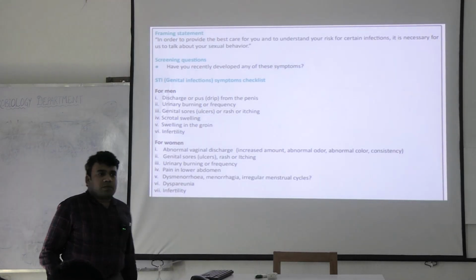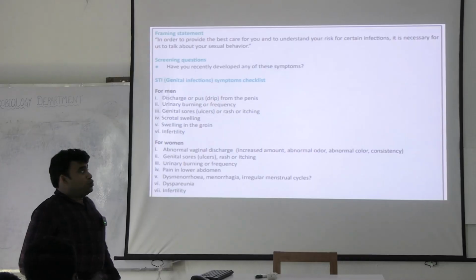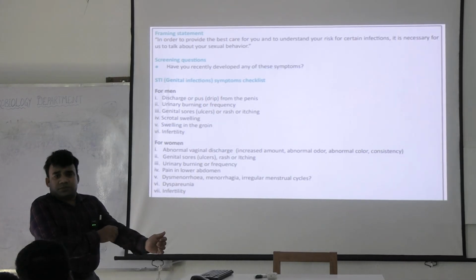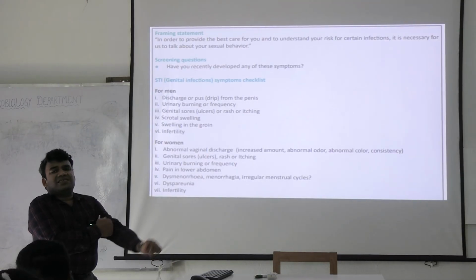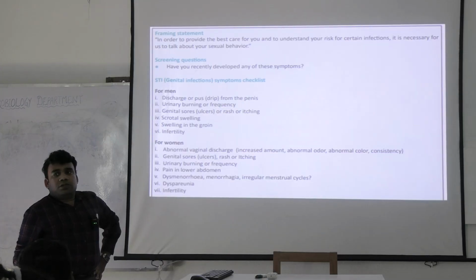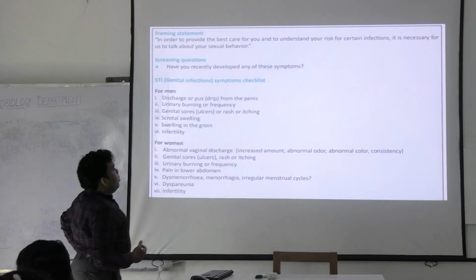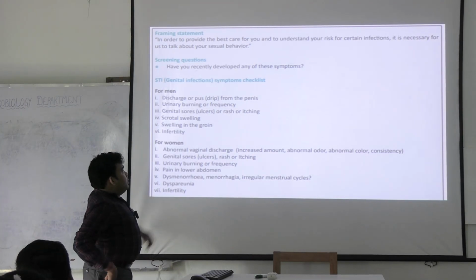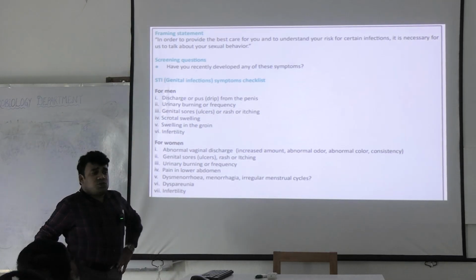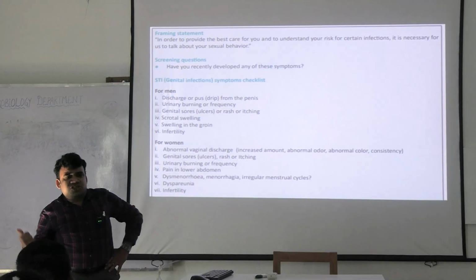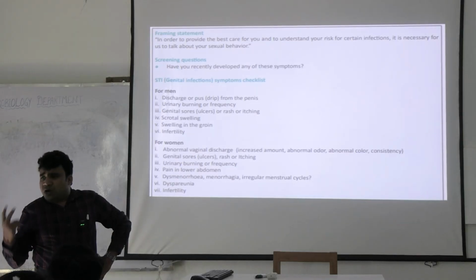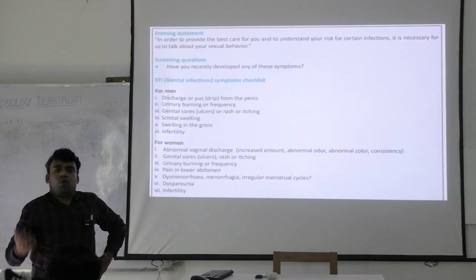Now, if the patient does come to you, what do you need to do? First, you need to ask about the symptoms. What are the presenting symptoms? I think we are already acquainted with history taking. So after taking the history, you have to inquire about these important symptoms: whether there is any discharge per urethra or not, whether there is a vaginal discharge or not, whether there is lower abdominal pain or not. You have to inquire about them.